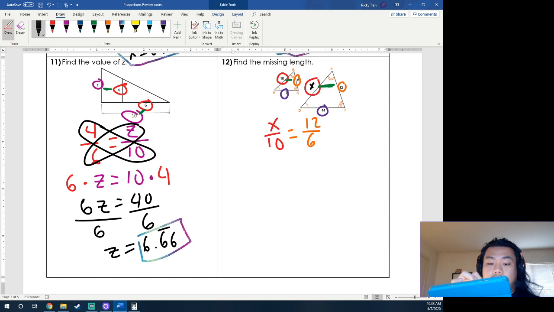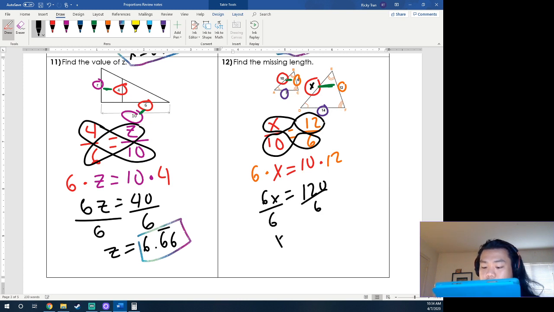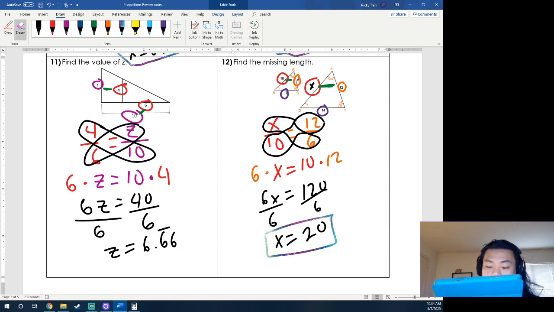Here, we're just going to cross multiply. So we have 6 times x, which is equal to 10 times 12. We have 6x equal to 120, divided by 6, x is equal to 20. All right, there's your answer. Oh, I'm going to fix this one. Should be the whole thing. There we go.